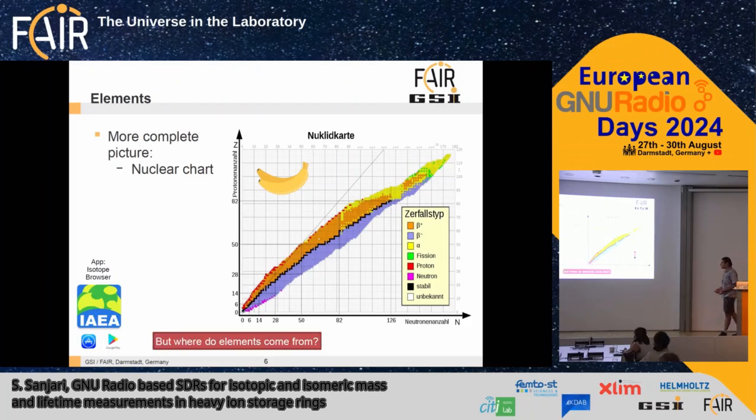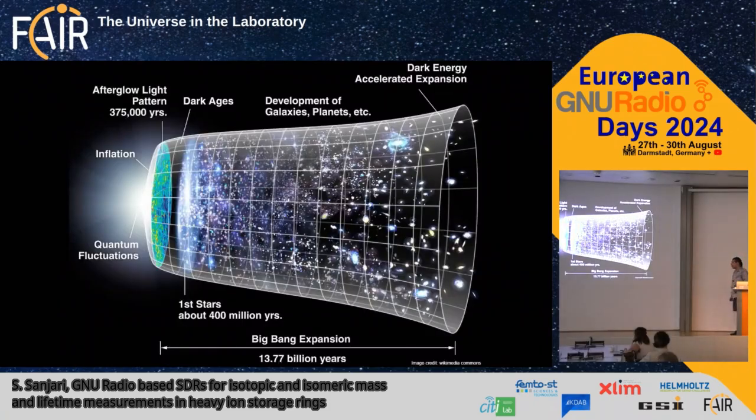But where do the elements actually come from? That's the most important question that we are interested in. Because for the origin of the elements, there are many, many different possibilities. We start with the so-called Big Bang nucleosynthesis.